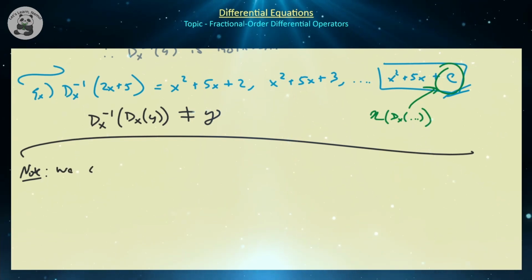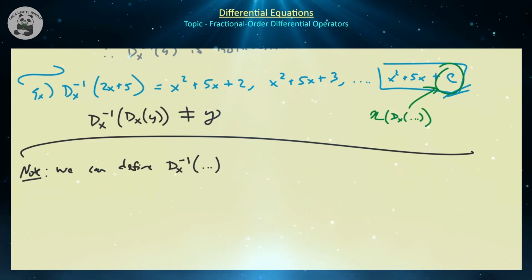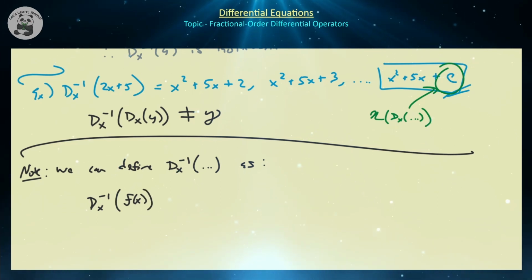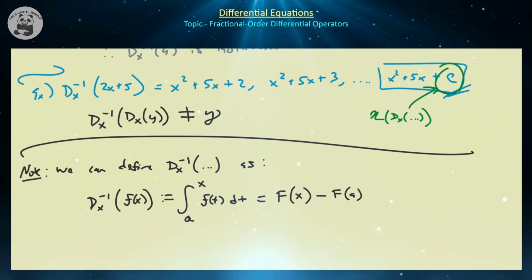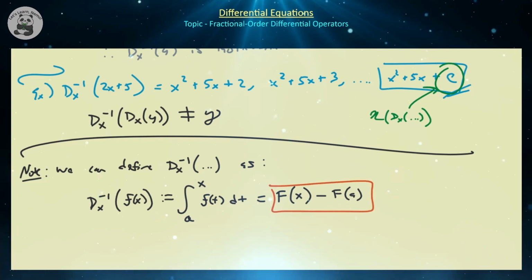So one way we can do this is we can define this operator dx inverse in a different way. So we can define it as dx inverse, and let's assume we're applying it on some, let's say, integrable function. We can define this to be the integral from a to x of f of t dt. So if we know that capital F is an antiderivative of little f, i.e. the derivative of capital F is equal to little f, then this will just be equal to F of x minus F of a, right? And keep in mind this is just a single function, not many, right?